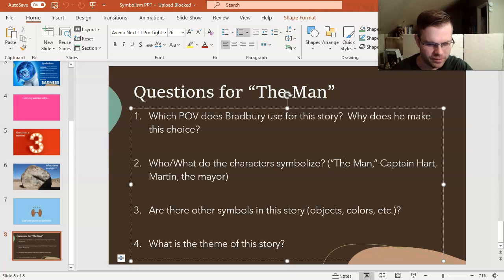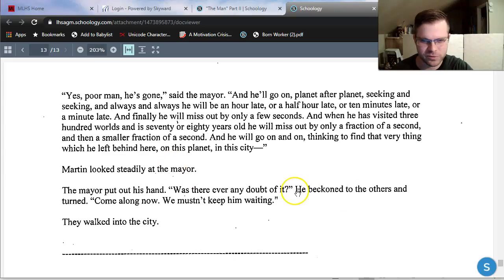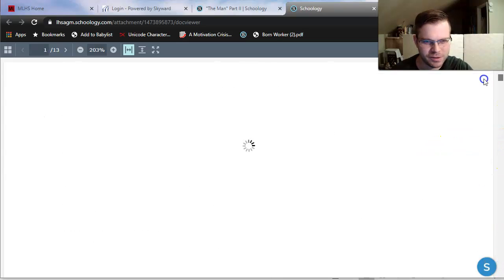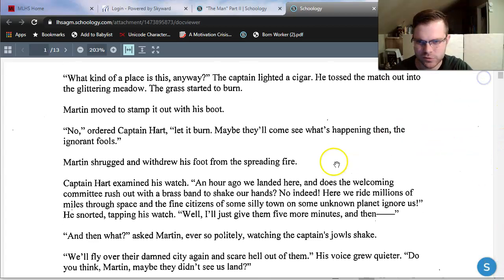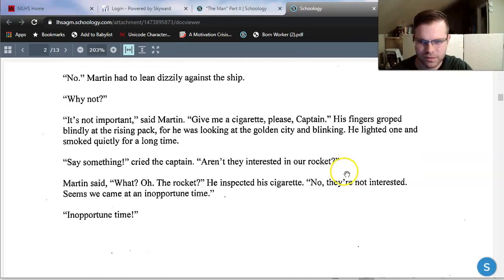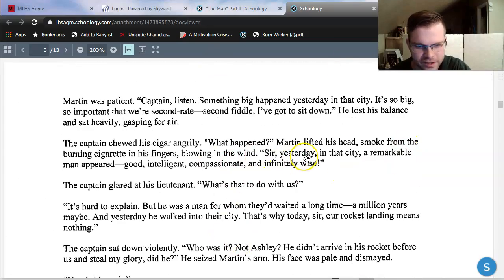As we look through the story, I'm going to go back to the story real quick. We get all these details about who the man is. I'm going to go back to, should be on page 2 or 3. Well, here's the first reference to him, right? A remarkable man appeared. Even that suggests that there's maybe a supernatural origin to this man. He is good, intelligent, compassionate, and infinitely wise. Sounds like God to me.